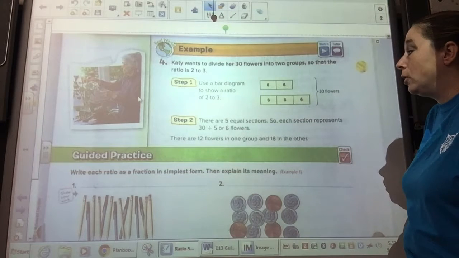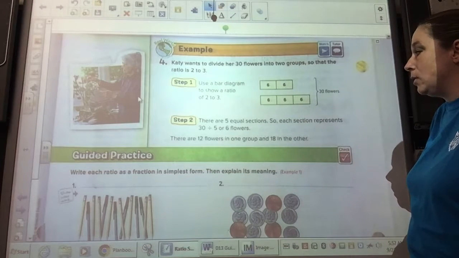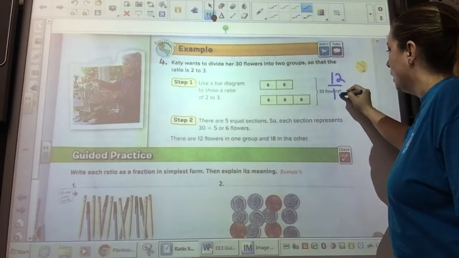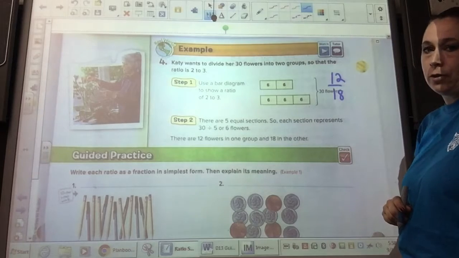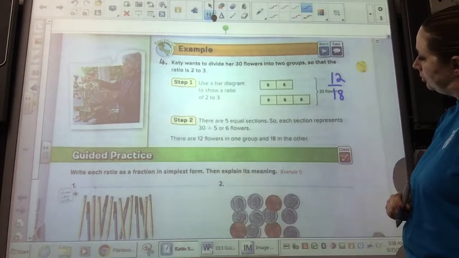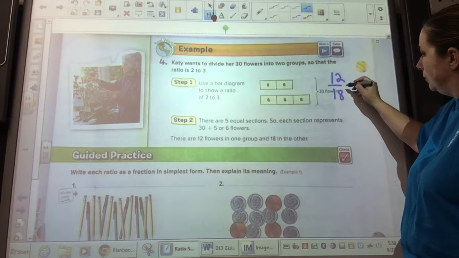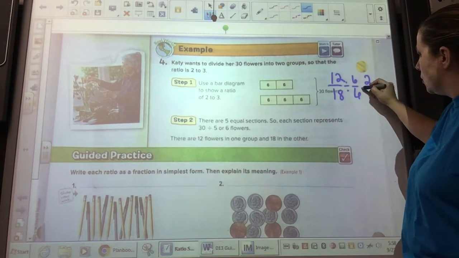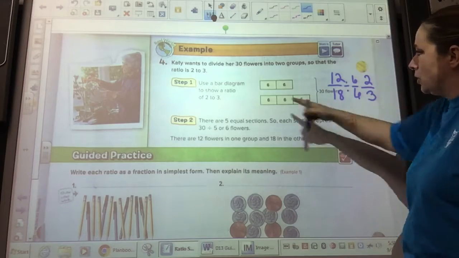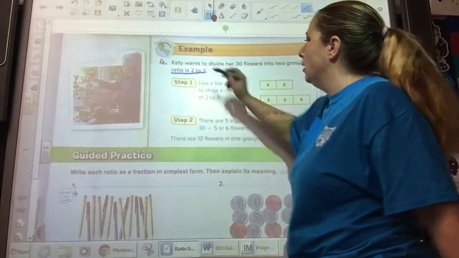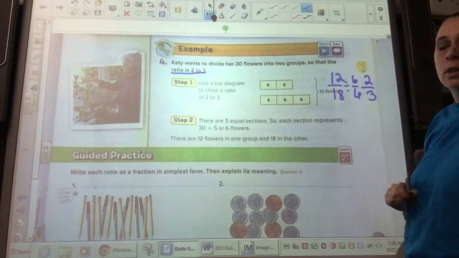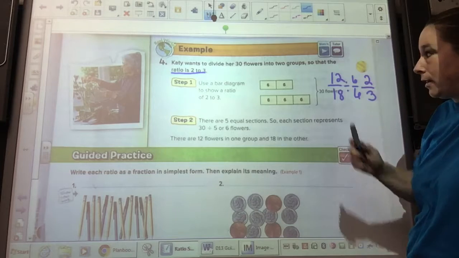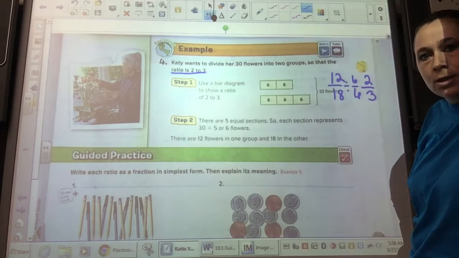All right? Which she could reduce, because if you take 12 out of 18, what number could go into both of those? 6, right? And this will show you that you go down to 2/3, which is what the ratio is. What she wanted was 2/3. So that proves that you're right. So if you want to prove yourself, divide it down, and if you get the ratio that they started with, you know you've got the right answer.